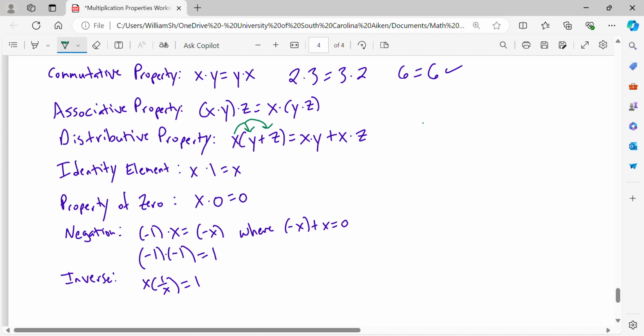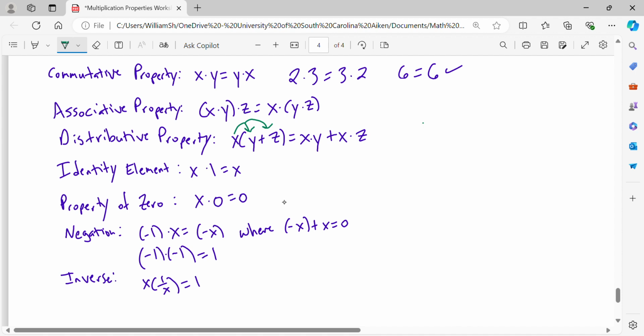Your identity element when it comes to multiplication is 1. Anything times 1 is itself. It provides its own identity. You also have the property of 0. Anything times 0 is 0. Okay? So it doesn't matter if I have 100 times 0, it is 0. If I have 1 times 0, it's 0. If I have a negative 3 times 0, it is 0.